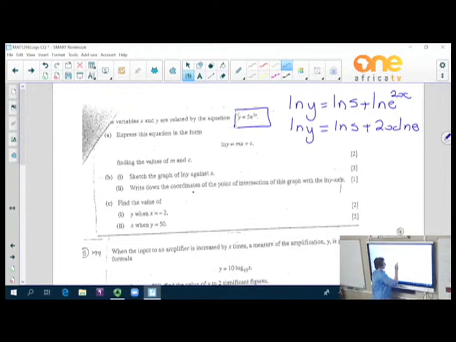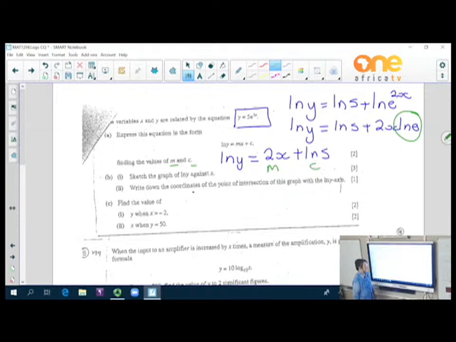Okay, so this is ln y is equal to mx plus c. Remember now, ln e is 1, because ln and e are opposite operations. So that's why ln y is then equal to 2x plus ln 5. We need to remember that ln e is equal to 1. So there you have the values of m and c. m is then 2, and c is ln 5.